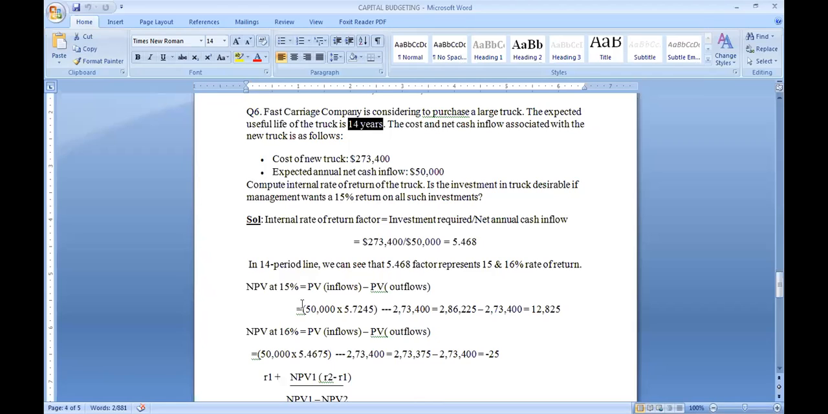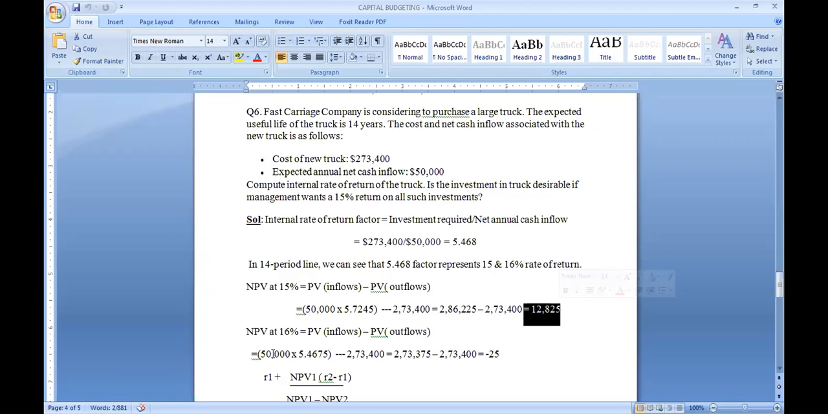5.7245 multiplied by 50,000. Okay. And this comes out to be 2,86,225. Now from this, we will subtract the present value of our outflows, which is 2,73,400. And the NPV comes out to be 12,825. Okay. Similarly, we will calculate the NPV at 16% also.